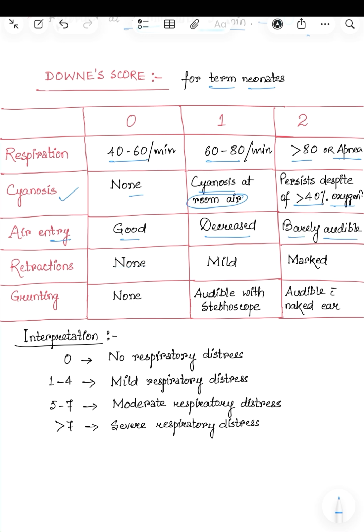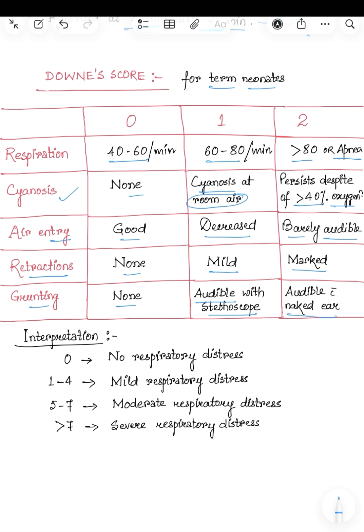Coming to retraction, if no retraction, then the score will be 0. If mild retraction, the score will be 1. And if there is marked retraction, then the score will be 2. Then next is grunting. If no grunting, the score is 0. If the grunting is audible with the stethoscope, then the score will be 1. And if the grunting is audible with naked ear, then the score will be 2.